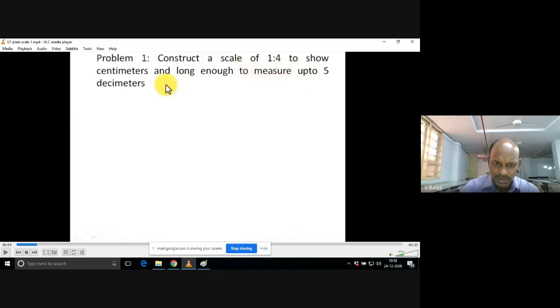So the problem will be like this: construct a scale of 1 is to 4 to show centimeters long enough to measure up to 5 decimeters. I will explain one or two problems, then you will be able to answer any other problems given. So listen to one or two problems clearly, then you can solve any number of problems on your own. There are simple calculations, and you will then be ready with the construction of any engineering scale.